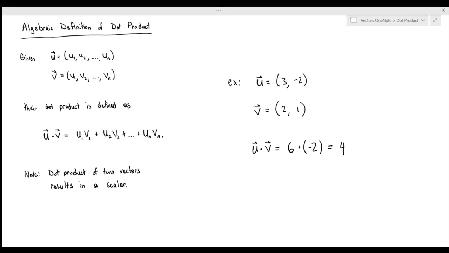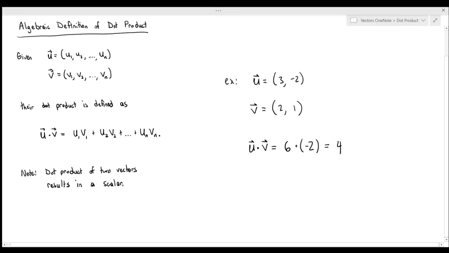Okay, so that seems pretty simple. Notice that the dot product of two vectors results in a scalar rather than another vector. So sometimes people will call the dot product the scalar product as well. You might see that terminology occasionally. The reason people might call it the scalar product is because the product results in a scalar, all right? So we have this another operation on vectors, the dot product.